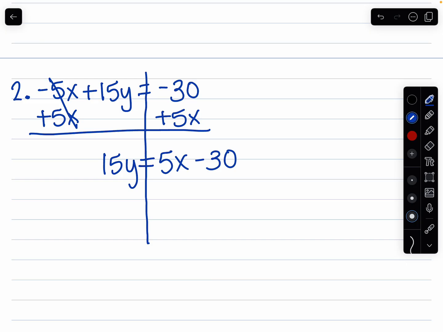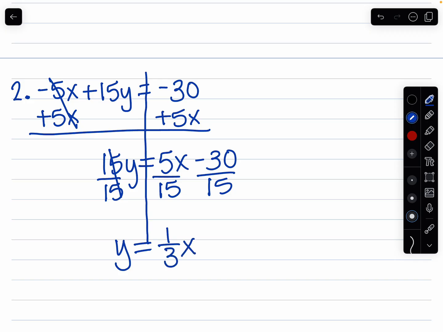And my last step, just like the other one, is to do what? Divide by 15. Now, if you want to put every number divided by 15, sometimes that helps people a little bit easier. It's kind of up to you. So, what's 15 divided by 15 here? Cancels to give you 1, or just y. Is 5 divisible by 15? No, but you can simplify. What's 5 over 15 simplified to? 1 over 3 times x. What's 30 divided by 15? 2.